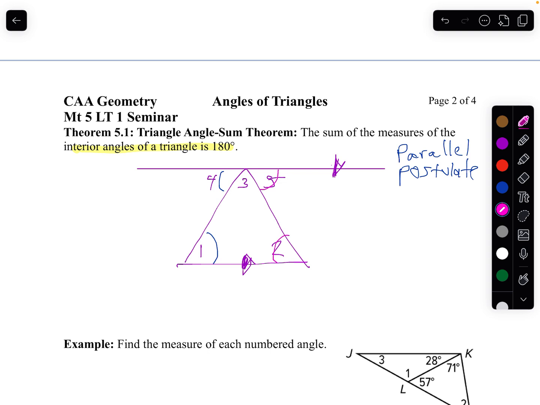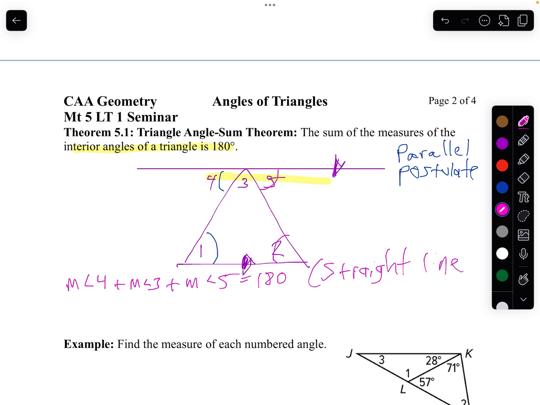Because we have a straight line here, I know the measure of angle 4 plus the measure of angle 3 plus the measure of angle 5 equals 180. Why do I know that? Because that's how many degrees are in a straight line. And that's what we get here.